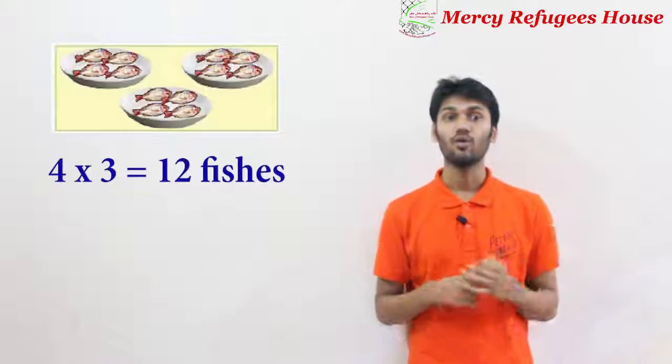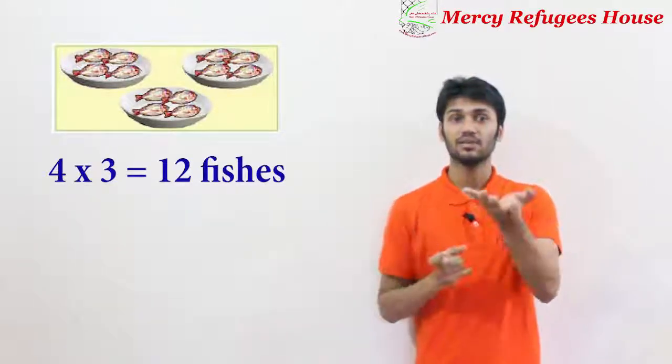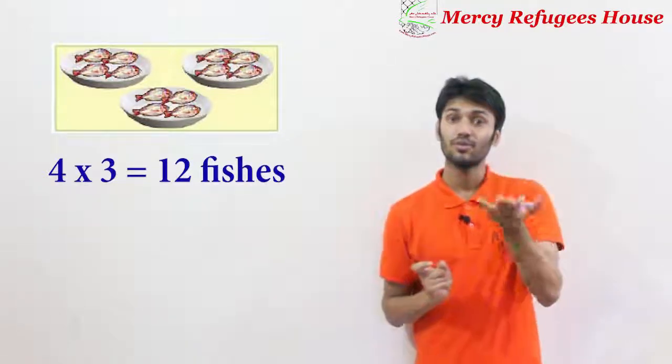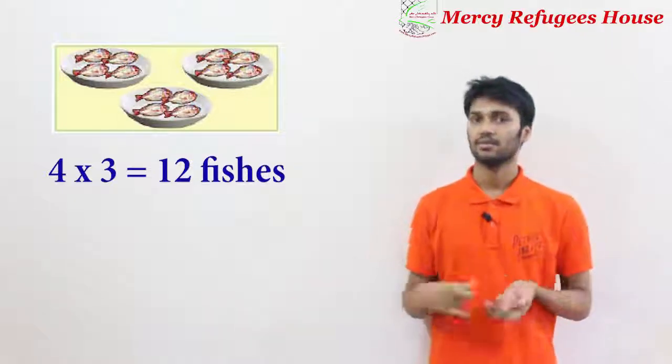Do the next one. 4 times dash fishes. So look at this picture. What can you see? There are 4 fishes on each plate. How many plates can you see? 1, 2, 3.